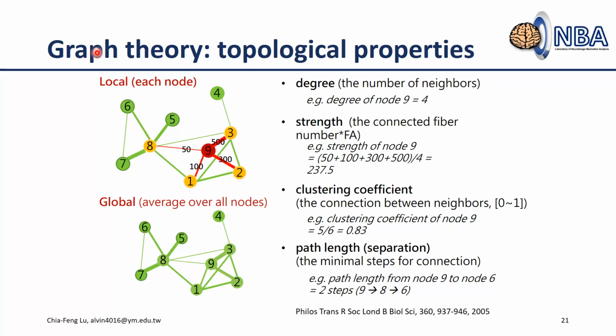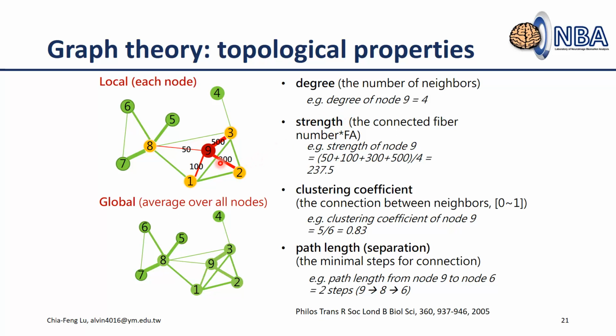We try to use several measurements, for example, degree, strength, clustering coefficient, and path length, or so-called separation, to summarize the performance of this brain network, or of a single node, either way. So degree is defined as the number of neighbors. If we take node 9 as the example, this node is connected with 8, 1, 2, and 3. So node 9 has 4 neighbors. So the degree of node 9 equals 4, because it has 4 neighbors right there.